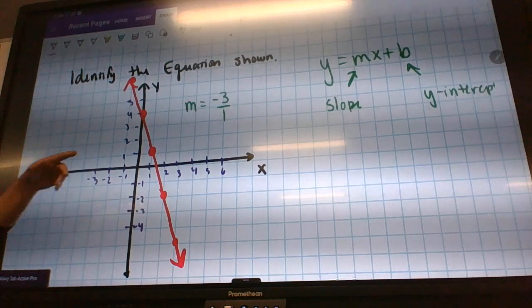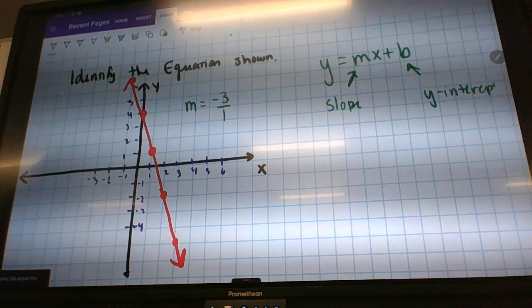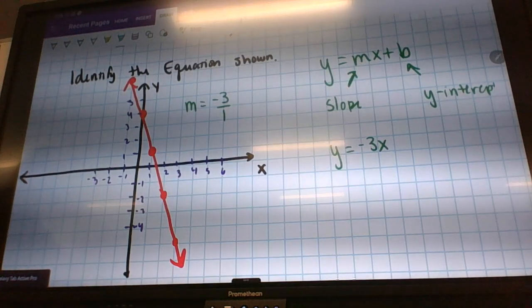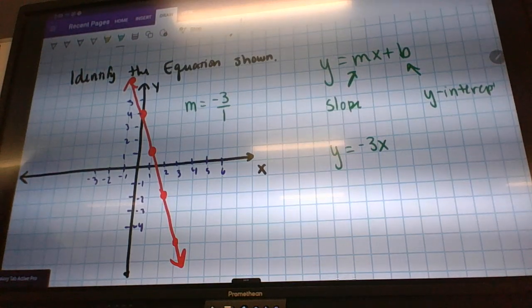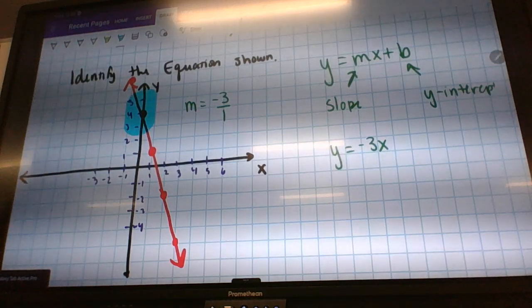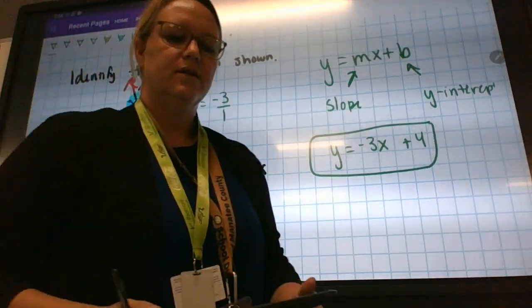That's how I would write that. Down 3, right 1. And what does b stand for? Is it negative 4? Up here is positive. How'd you guys do?